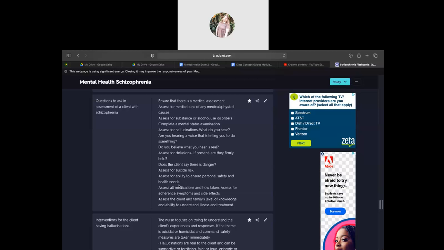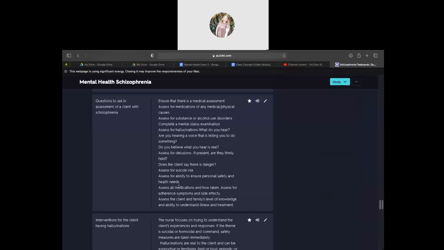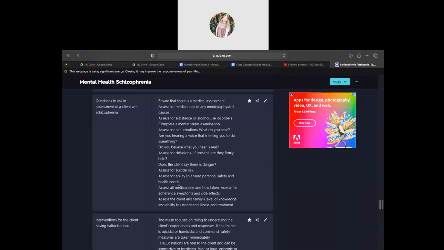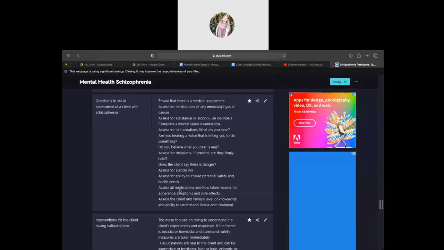And we also need to get the family involved, because the family is often going to be the one that sees these changes first. And we need to assist the family in helping them with medication compliance and adherence. And if they feel like it's not working, we need to get them on maybe a different medication.